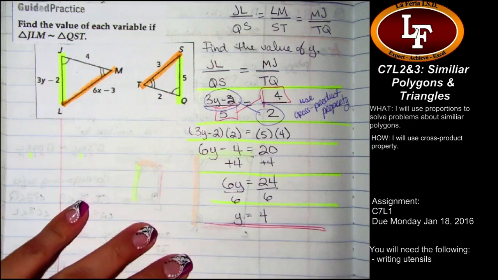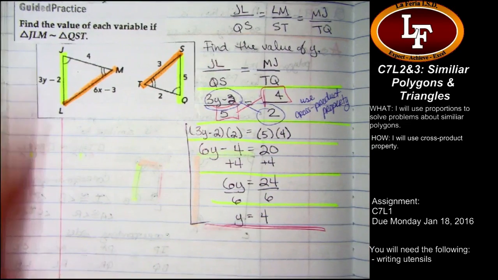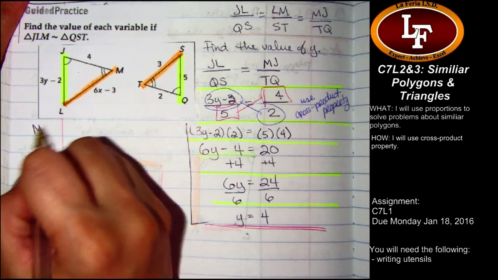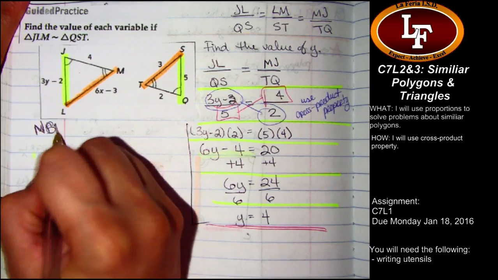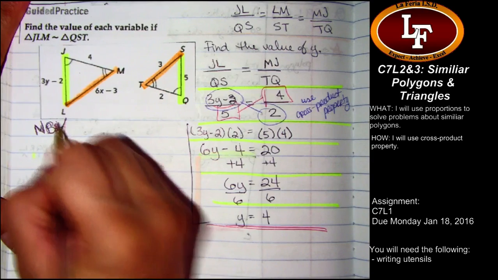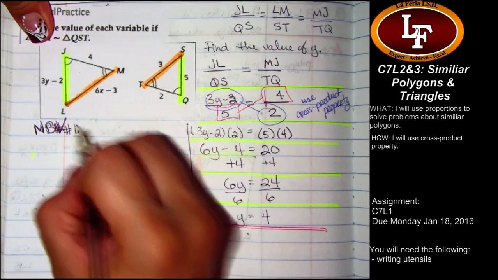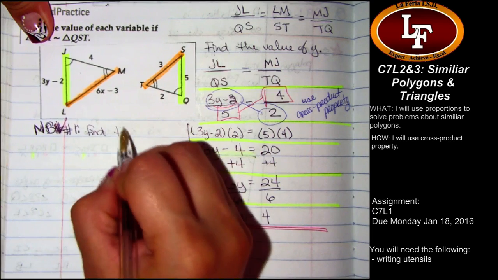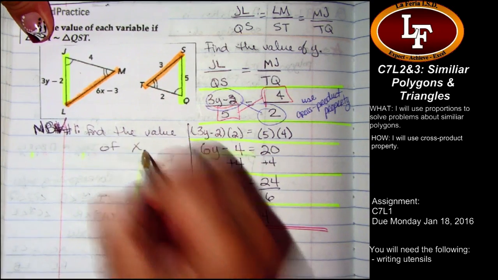Questions on how this happened? Seems pretty simple and straightforward? Awesome, because one of your first grades in this class this semester is going to be notebook check number 1. And what you're being asked to do on notebook check number 1 is to use this exact same process to find the value of x.